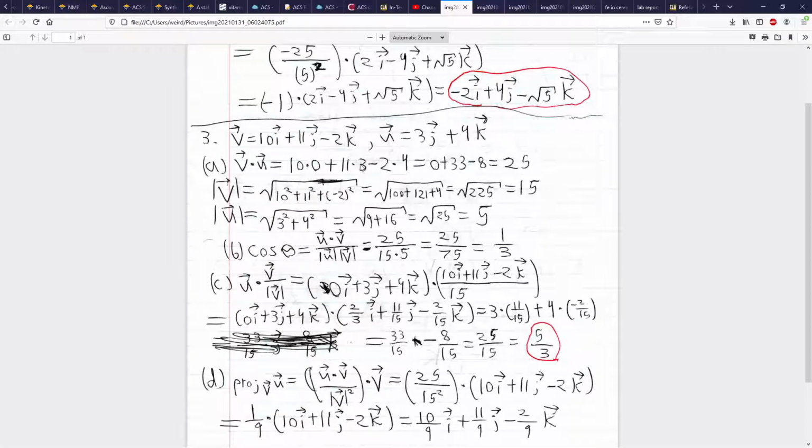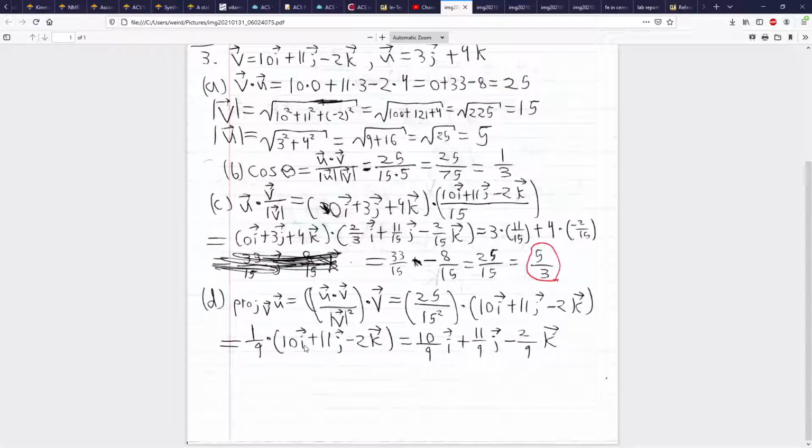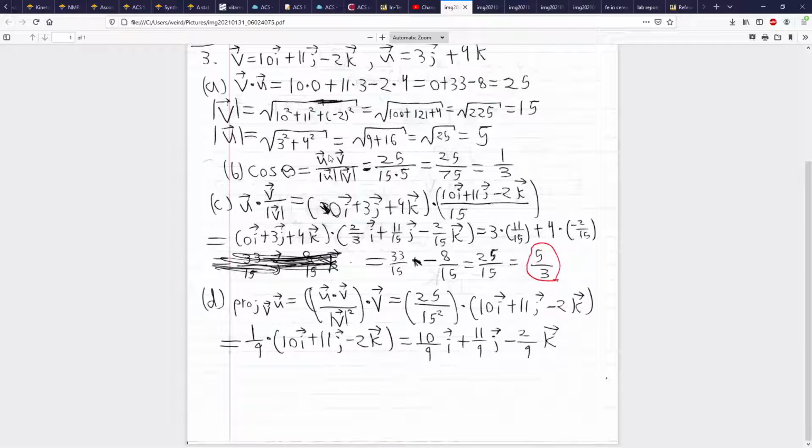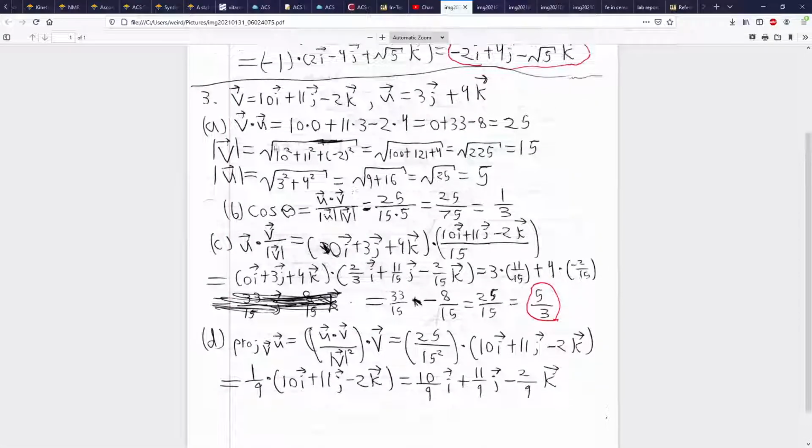You see component by component, 11 and 3, negative 2 and 4. Just the sum of the component multiplication: 25. And magnitudes are calculated like normal. The cosine of the angle between u and v will be 1/3, calculated using these various things. Because remember, technically u dot v is the same as v dot u as far as the dot product works. So calculate v dot u, but it's also u dot v.